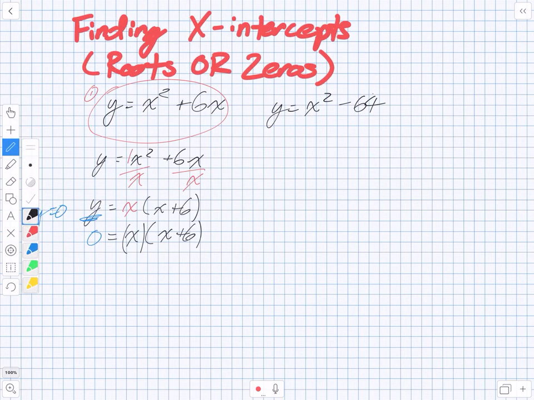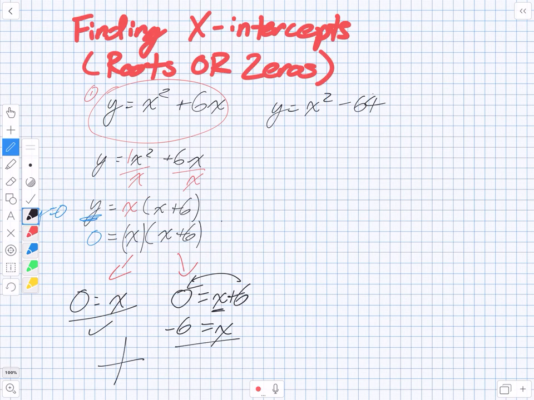So how can we find out? We're going to split this into two different equations: 0 is equal to x, and 0 is equal to x plus 6. Well, 0 equals x, that's already solved. We've got one of them. The other one we have to isolate for x. So when we move 6 to the other side, we get negative 6 is equal to x. That means when we look on the Cartesian plane, one of the roots is at 0, the other one is at negative 6. And we know that because the a value is positive, it opens upwards. These are our two roots.